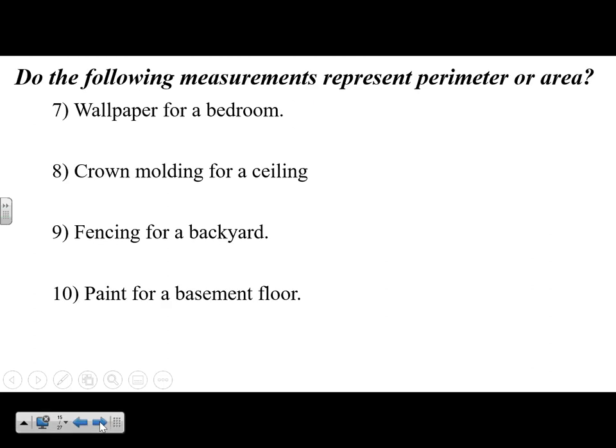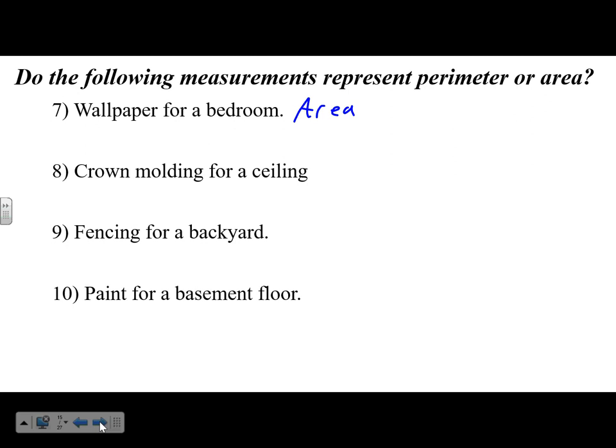So let's talk about the difference between perimeter and area. The biggest thing is perimeter goes around the edge of something. The area is what takes up the whole space. So for instance, wallpaper for your bedroom. If you're doing wallpaper on your bedroom, you're not just going to do around the sides. It's going to take up the whole wall. So that's going to be the area. It takes up that whole area, if you will.